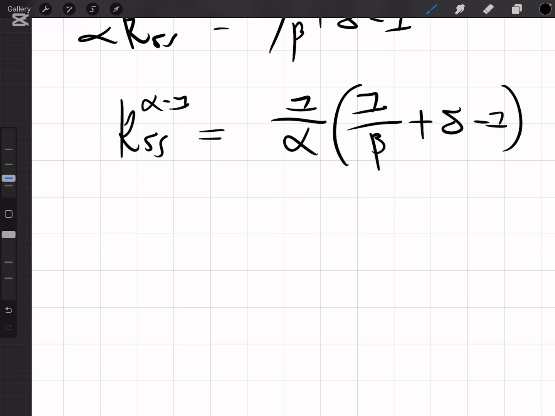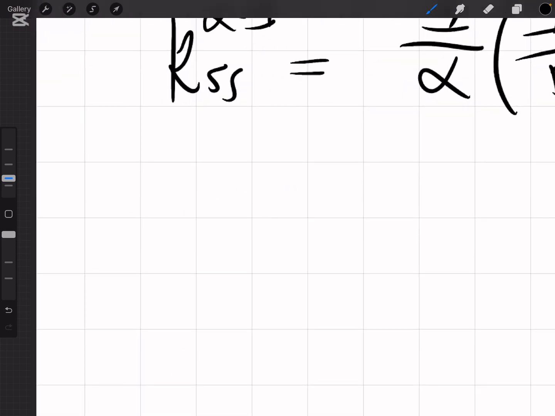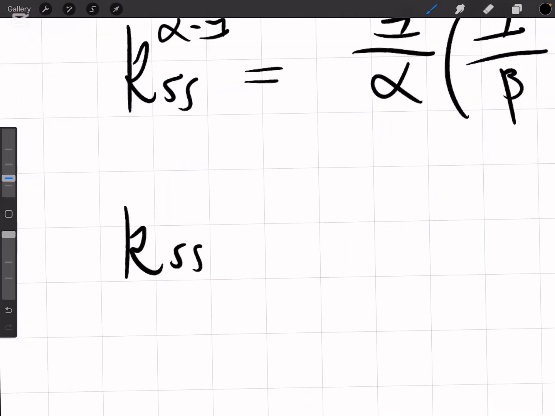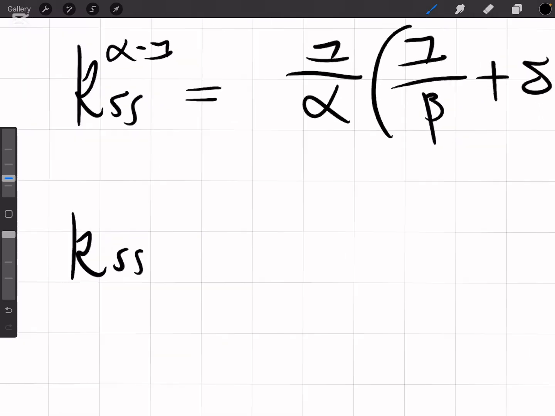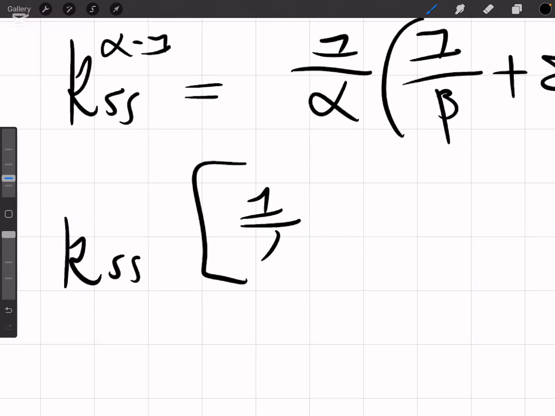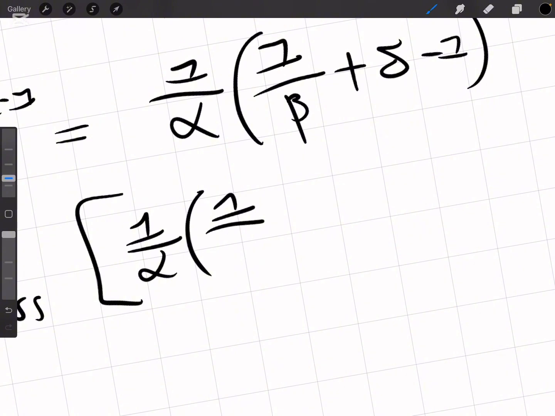So anyway, we're going to divide this. I'll show you what I do here. This exponent goes away. 1 over alpha. 1 over beta plus 1.